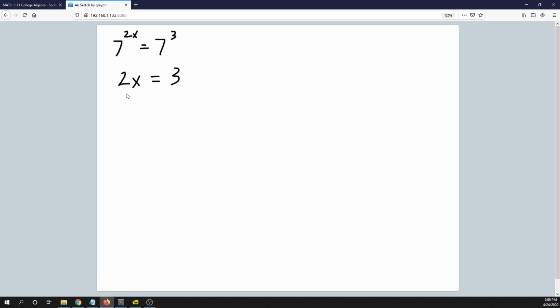All right, so now we can solve for x by dividing both sides by 2. And so we get x equals 3/2 here. And that's it on this one. So you can see that's pretty straightforward.